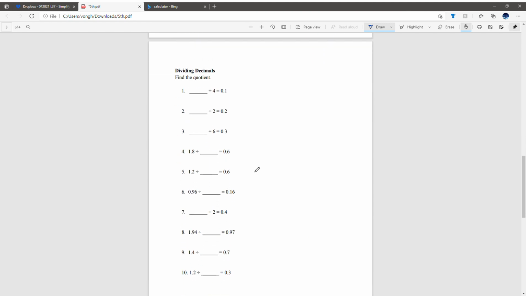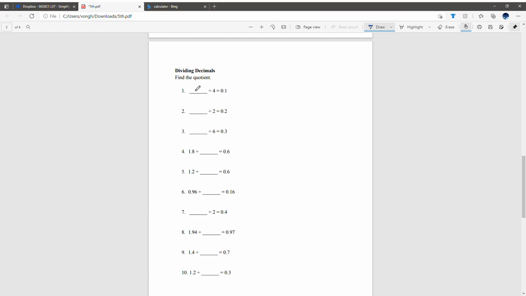So yeah, that's how you do multiplying fractions. Now we have dividing by decimals. Here it's pretty basic. So you have some number divided by 4 equals 0.1. And when you're missing the first number for dividing, you just multiply 4 times 0.1. You multiply this number by that number.